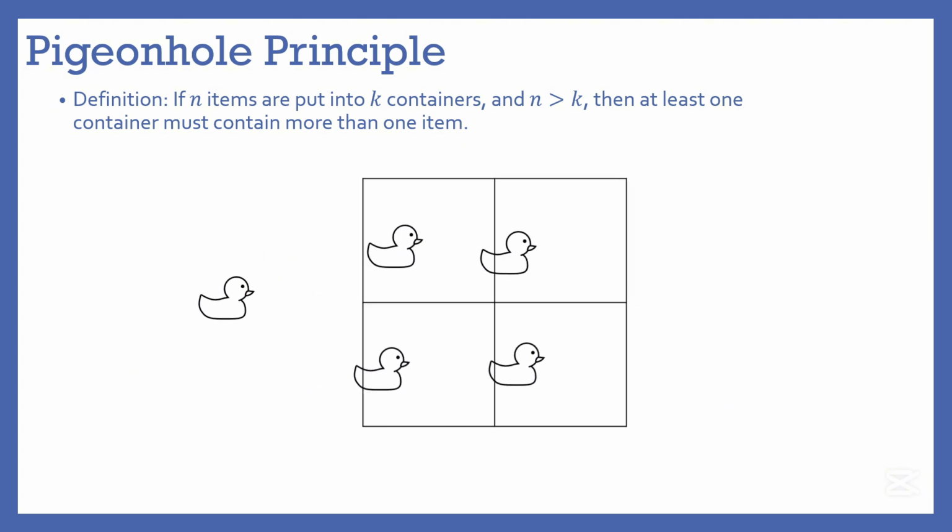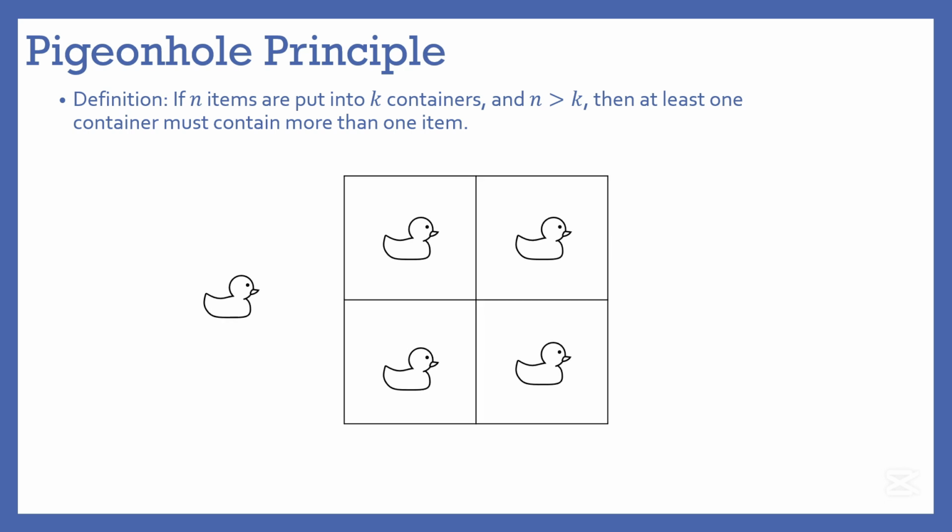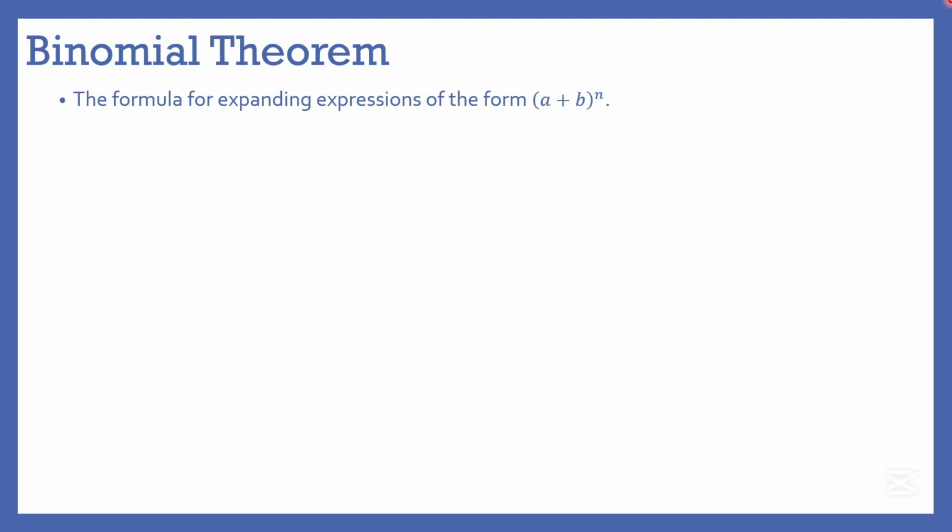And so if we were to put all the ducks in the boxes, at least one of the boxes will have more than one duck. And that is the pigeonhole principle. This is also a powerful principle in computer science to detect data collisions, or in mathematics to prove existence statements. Next, let's talk about the binomial theorem.